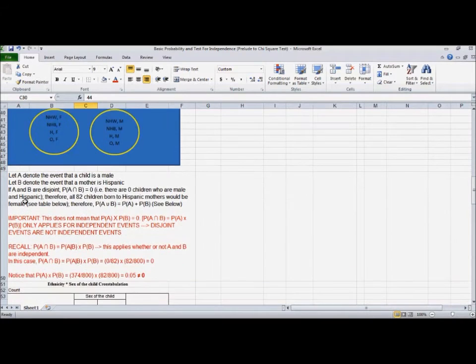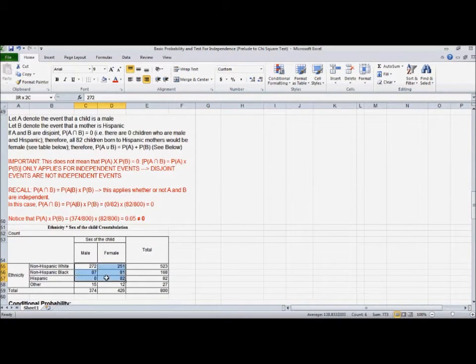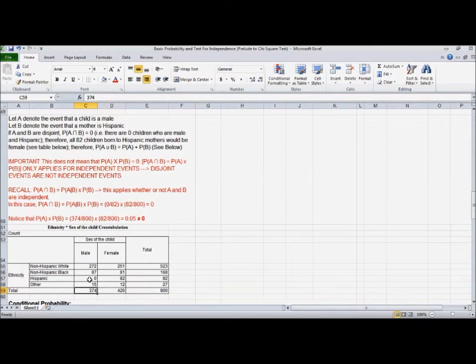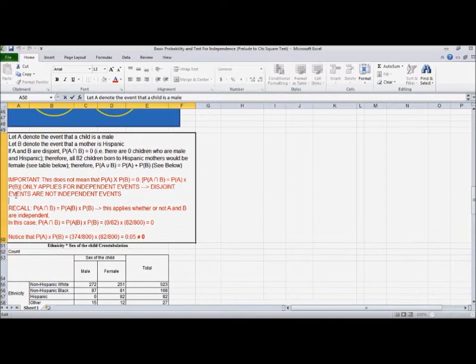When we look at a contingency table, we can see those intersections. And if you notice here in this contingency table, I made it so that the event that a mother is Hispanic and the child is male are mutually exclusive. So when we see the intersection, what do we notice? There is a 0 there. The probability of A and B equals 0. So that is the rule when we have mutually exclusive or disjoint events.